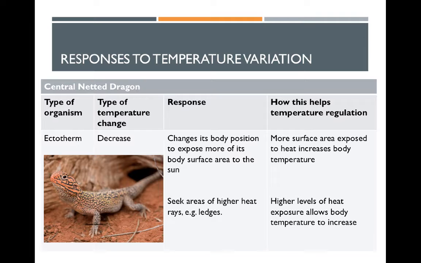The other thing that it can do is seek areas of higher heat rays. So finding high areas, ledges, climbing up on top of rocks and things like that means that it gets higher levels of heat because it's that little bit closer to the sun, and that helps its body temperature increase as well.